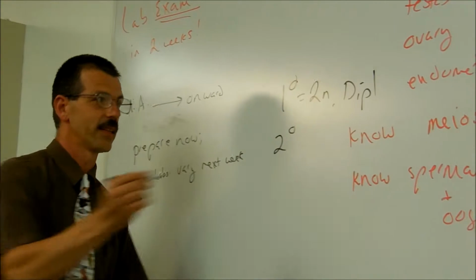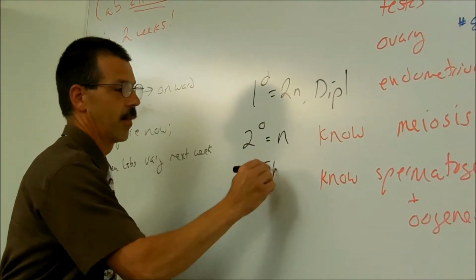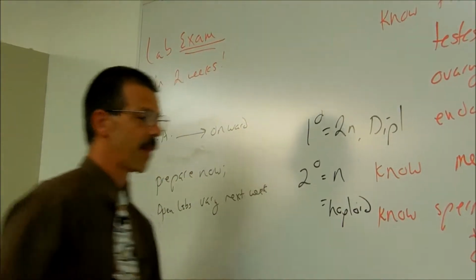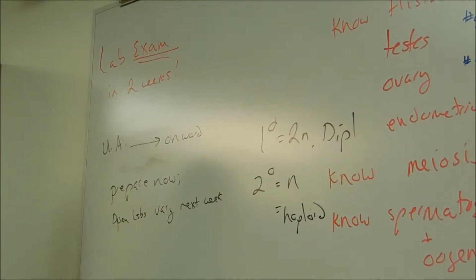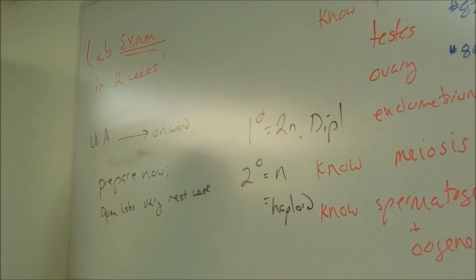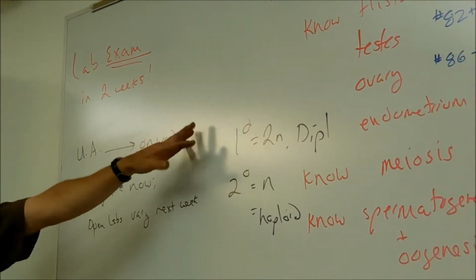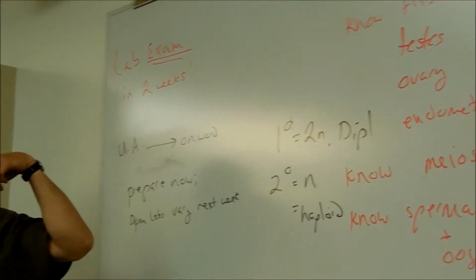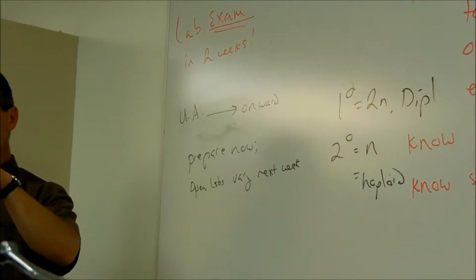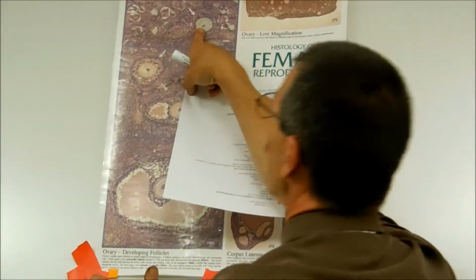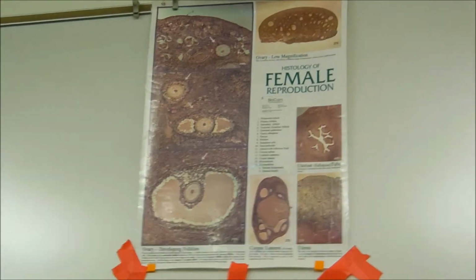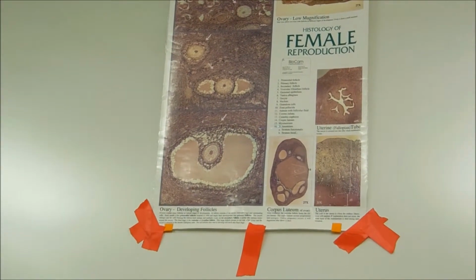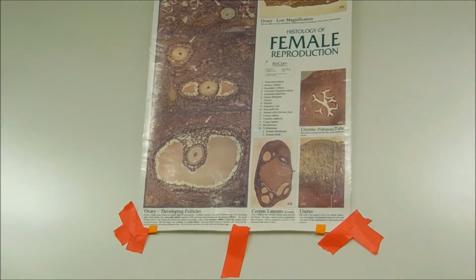What does secondary mean? Started. Very good. Started meiosis, so therefore I'm N or haploid. So in a primordial follicle, they're primary oocytes because they have not finished meiosis. They're still 2N or diploid. Does that make sense? All right, so let's do our primary follicles. Our primary follicles look bigger. What kind of oocyte lives in a primary follicle? A primary oocyte, because it has not finished meiosis yet.